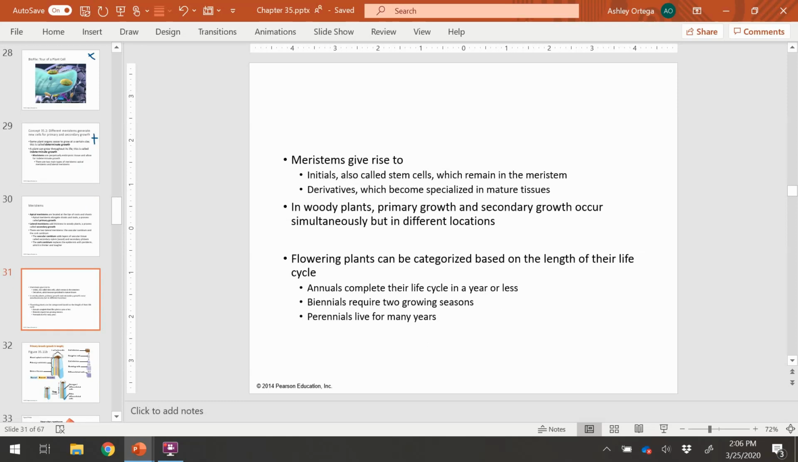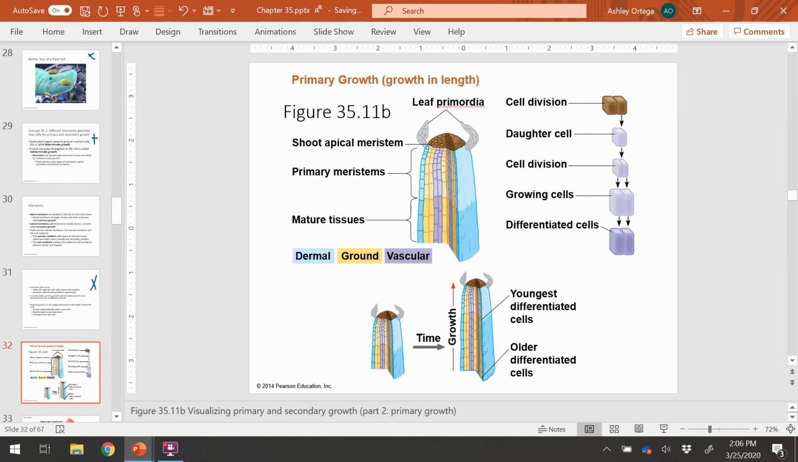Let's see here. All the details noted here are not something you need to focus on.